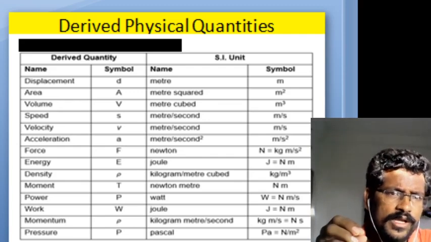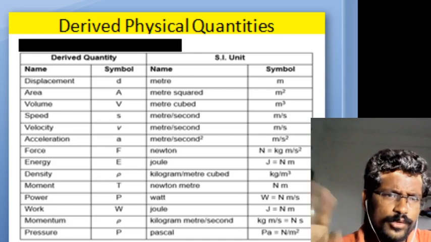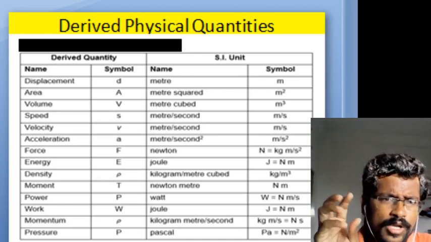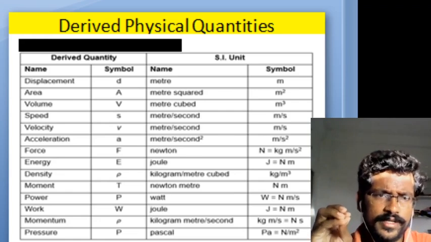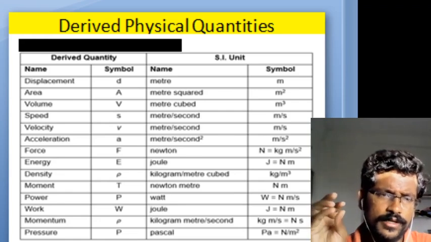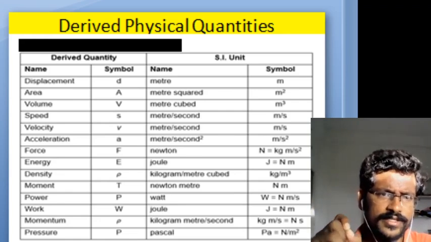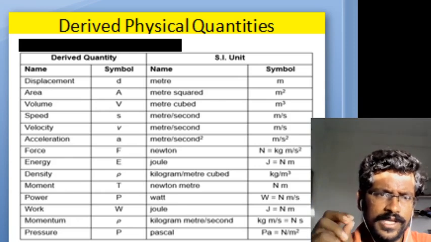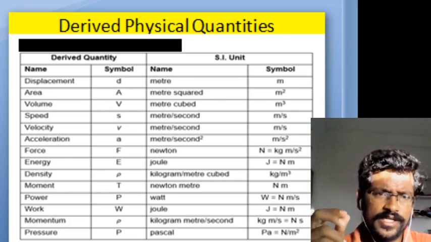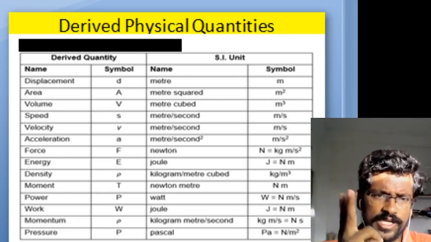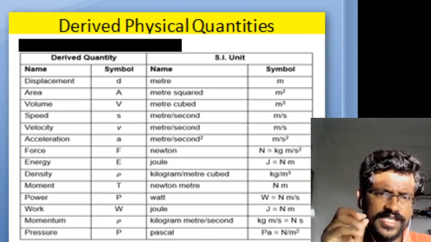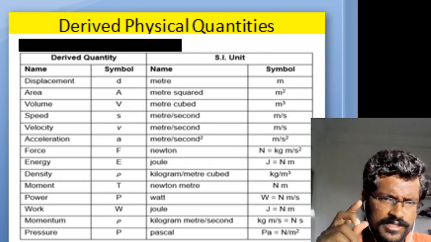Now we are going to discuss area. Area of a surface, area of a room, area of a table, like that. How do we measure area? Area is defined as the product of length into breadth. The SI unit of area is the meter square. The CGS unit of area is the centimeter square.